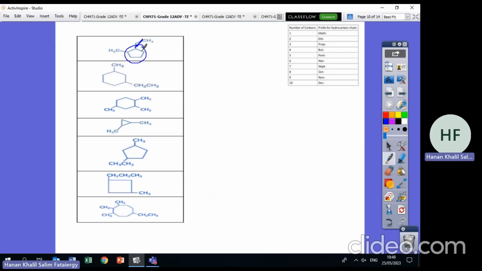This is 5, so this is cyclopentane. Okay, I have this branch 1, 2. Notice that in the cyclic shape you don't have terminals, you don't have ends. Okay, so I will say at 1 I have methyl. Make this one straight, don't make it bend. And at 2 I have methyl. I can combine these two to say 1,2-dimethyl. Okay, I can say 1,2-dimethyl cyclopentane.